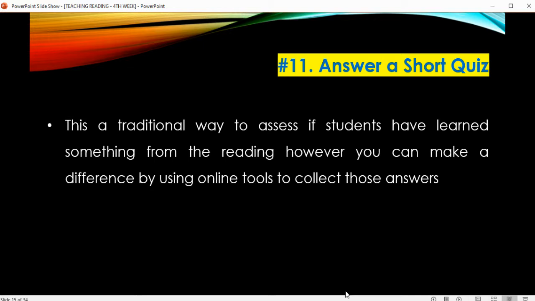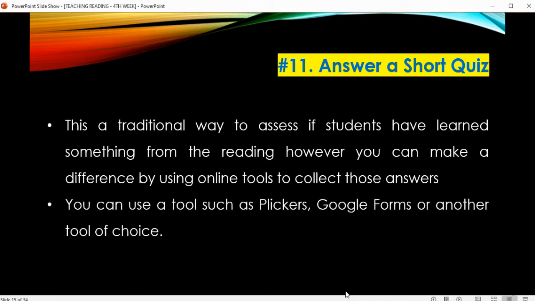However, you can make a difference by using online tools to collect those answers. No, nowadays, we have different tools to create online quizzes. Here you have some of them, no? Plickers, Google Forms, or another tool of your choice. So we have many digital tools. No? For example, in my own experience, I used most of the time the Google Forms. I prepare not just reading, I prepare listening, reading, writing, no?